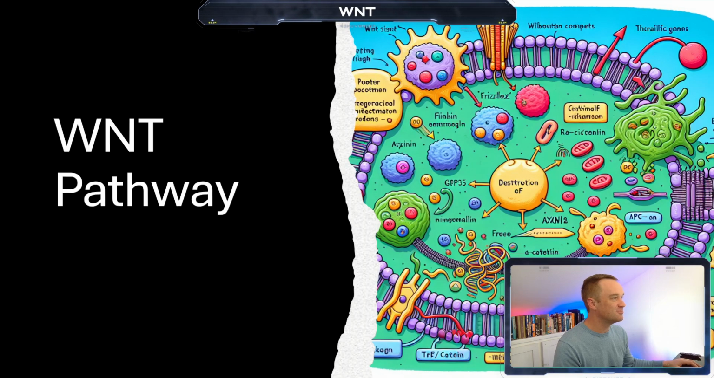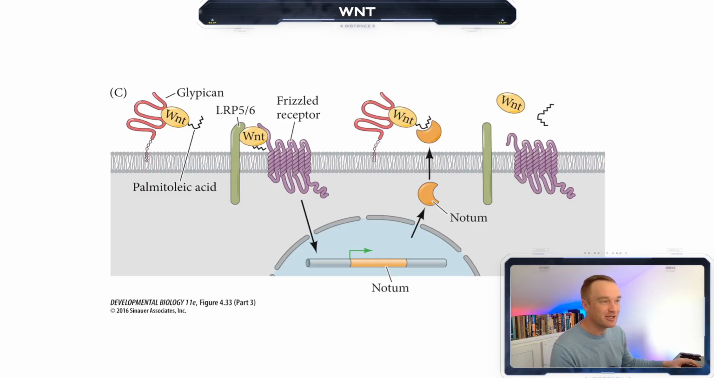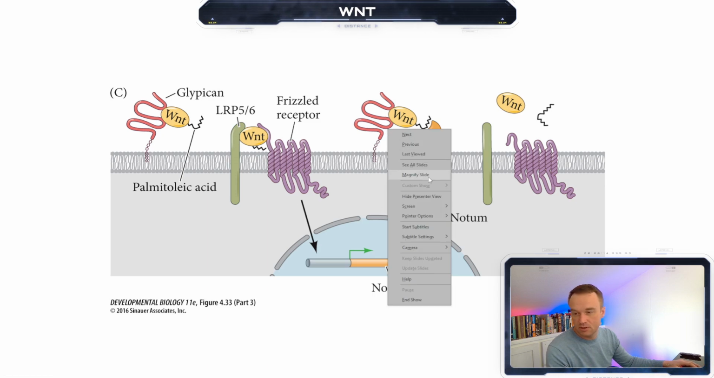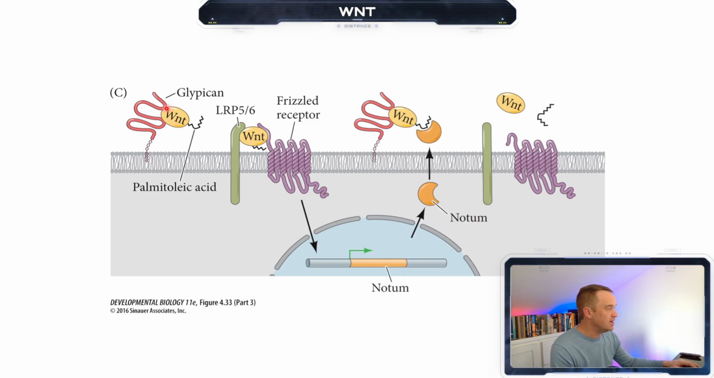Okay, let's get on the PowerPoint here. There we go. All right, so the last of these signaling pathways for paracrine factors that we're going to talk about is the WNT pathway. Once WNT is secreted, it binds to glypicans here. Let's get my pointer. Here we go. To glypicans here.